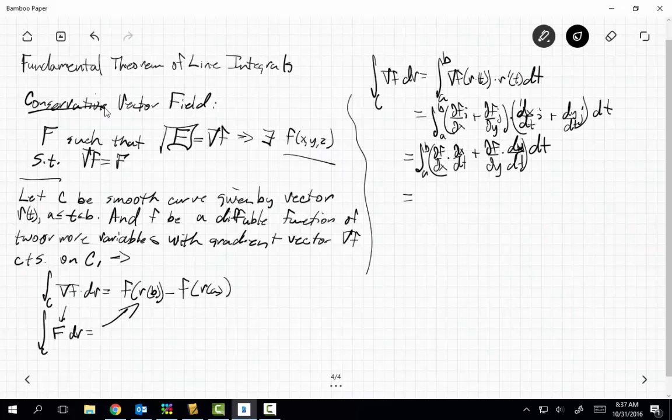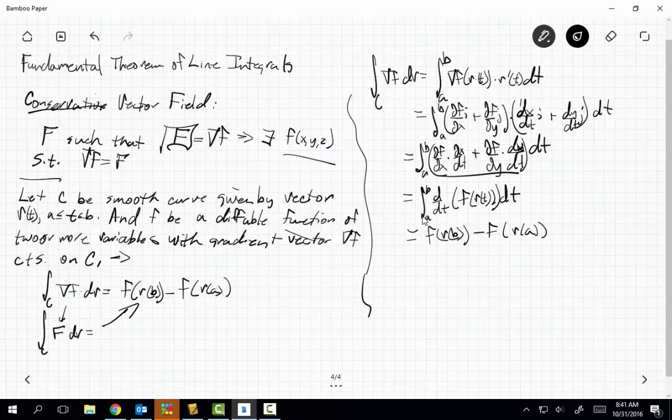Well, by chain rule, isn't this the derivative of f of r of t? So what I end up with is the integral from a to b of the derivative of f of r of t dt. Boy, there's a lot of ofs in there, isn't there? Well, the antiderivative of the derivative, you can see what happens. This just turns into f of r of b minus f of r of a. It's pretty clever, huh?